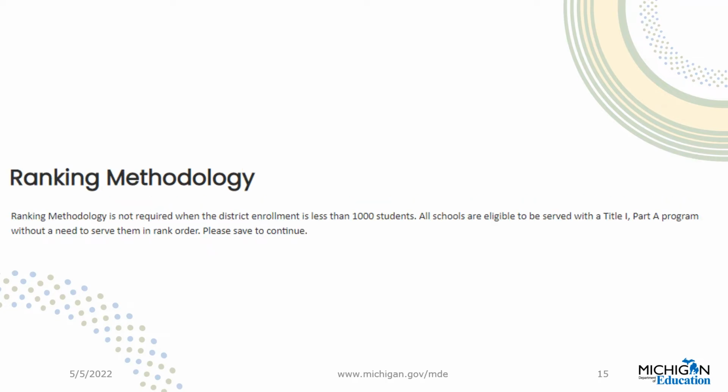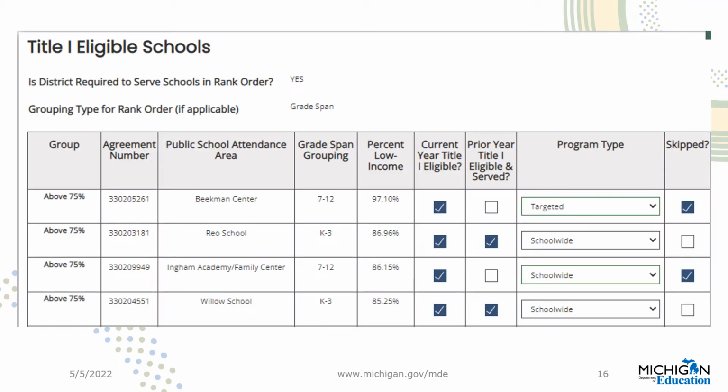If a district has less than 1,000 students, they will not be presented any of the options just discussed. The district will simply need to save this screen as all schools will be Title I eligible, and there is no requirement to serve them in any rank order. The next screen, Title I eligible schools, will list all schools in the LEA, and the schools will be grouped and sorted based on the information provided on prior screens.